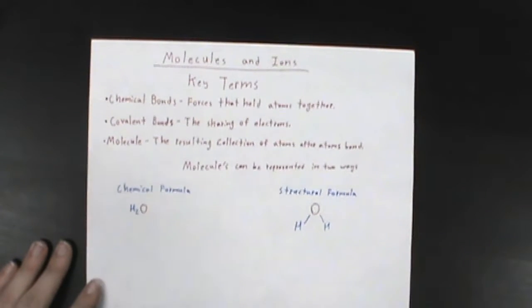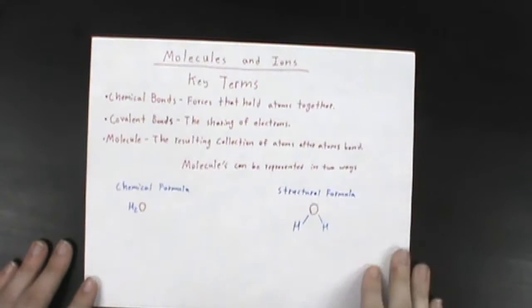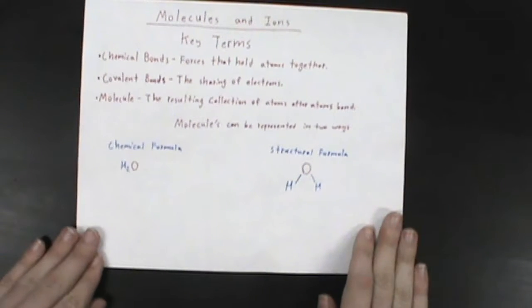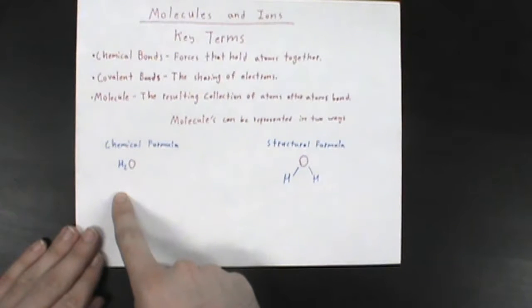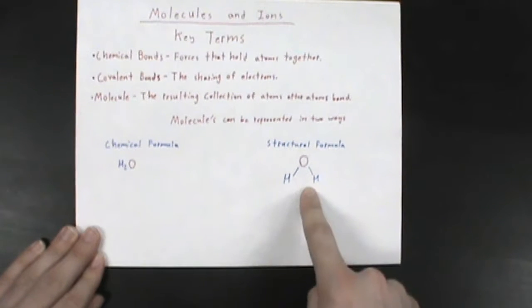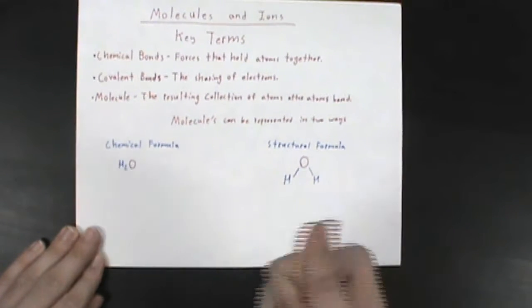So here are some key terms, so be sure to write some notes down. Firstly, you have chemical bonds, which are forces that hold atoms together. Then you have covalent bonds, which is the sharing of electrons. Then you have a molecule, the resulting collection of atoms after atoms bond. And there are two ways that this can be represented. The chemical formula, which is what you're probably going to use more often, and then the structural formula, which you're going to use later in the year. That gets fun.